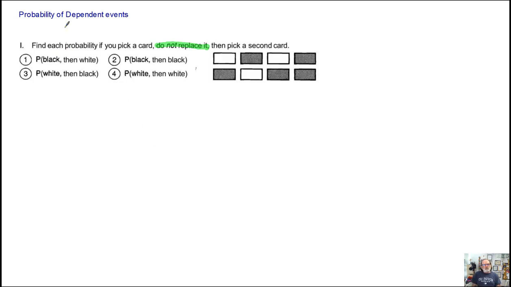So let's take a look at the first one they ask us. What's the probability of a black card, then a white card? So before we start, let's figure out the probability of each of those situations. What's the probability of just getting a black card?